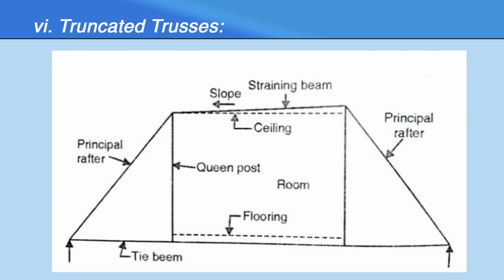Next, truncated truss. A truncated truss is similar to the mansard truss, but its top is formed flat with a gentle slope to one side. The truncated truss is used when required to provide room on the roof. This room is located between the two queen posts of the truss.